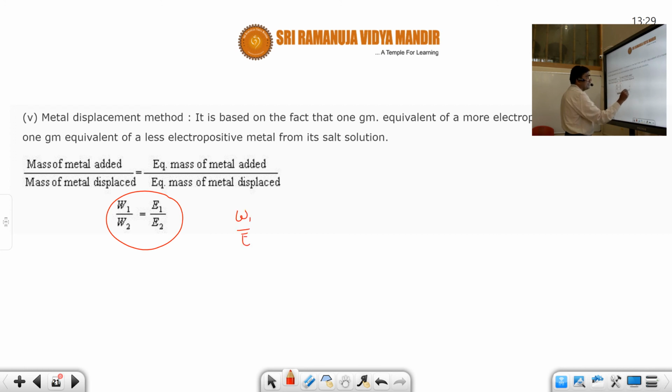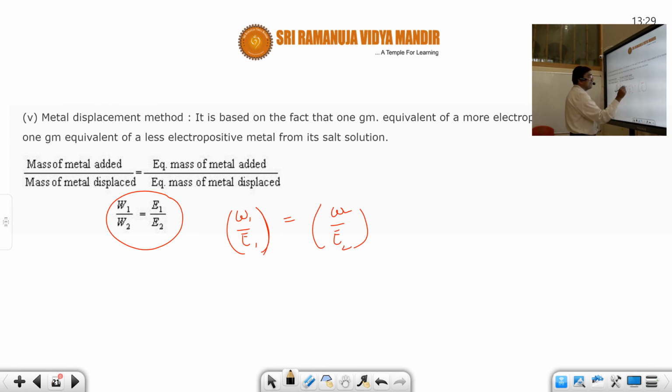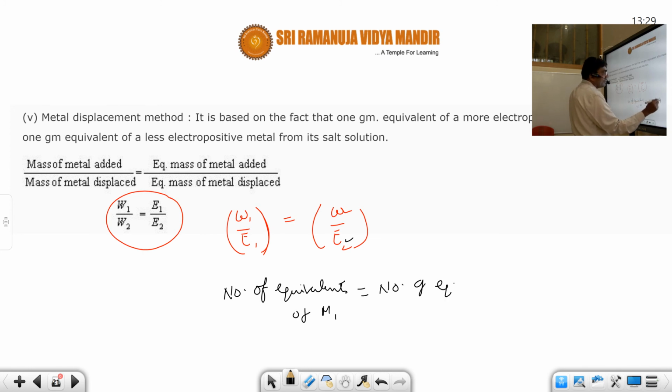So that means here W1 by E1 is equal to W2 by E2. It is nothing but the equivalent weight, equivalent concept. So the number of equivalents of the first metal is equal to the number of equivalents of the second metal. This is the number of equivalents of metal 1 is equal to the number of equivalents of metal 2. I hope you understood.